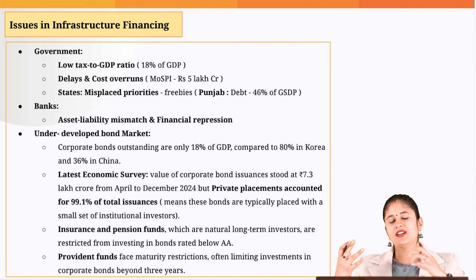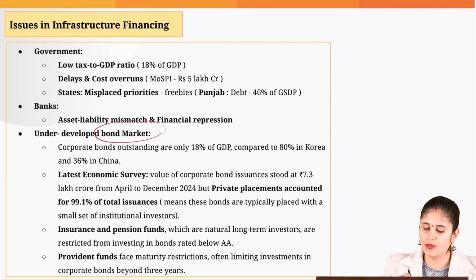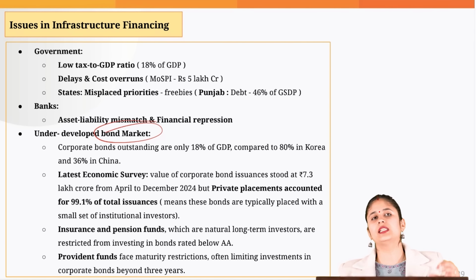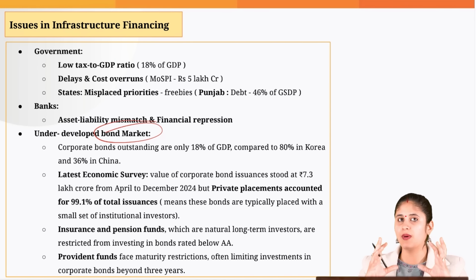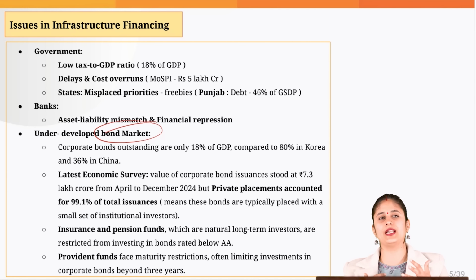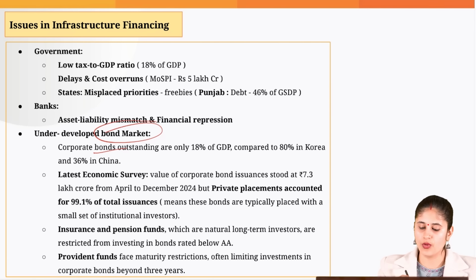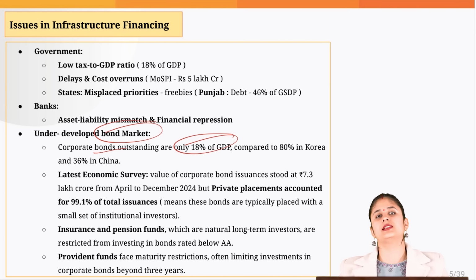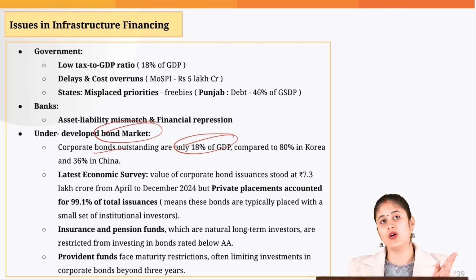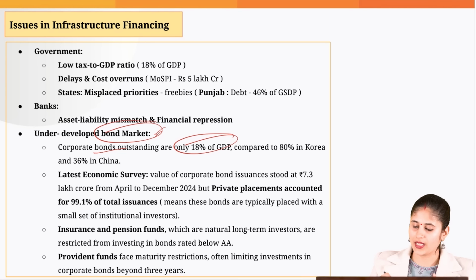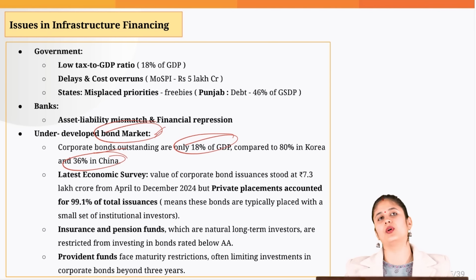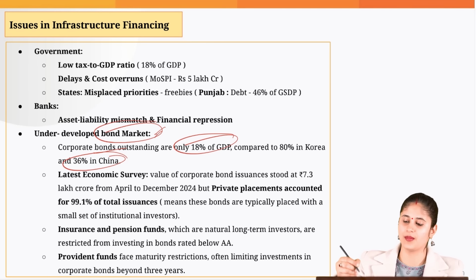Now, the private sector is left with another option, that is the bond market. But in India, the bond market is highly underdeveloped, if you compare it with China or South Korea. When you talk about the corporate bond market, the money that corporate entities are able to borrow by issuing bonds is around 18% of India's GDP, almost half of what Chinese companies can borrow from their bond market. In China, the bond market is around 36% of GDP, which is quite bigger as compared to India.